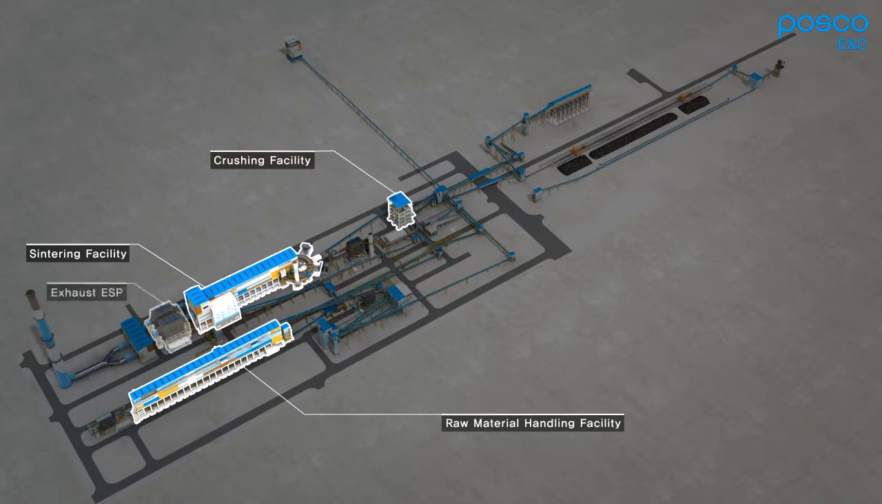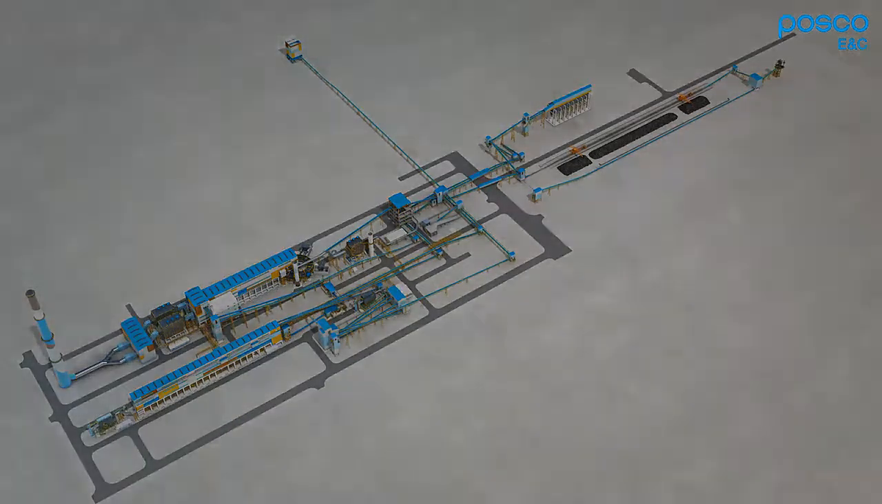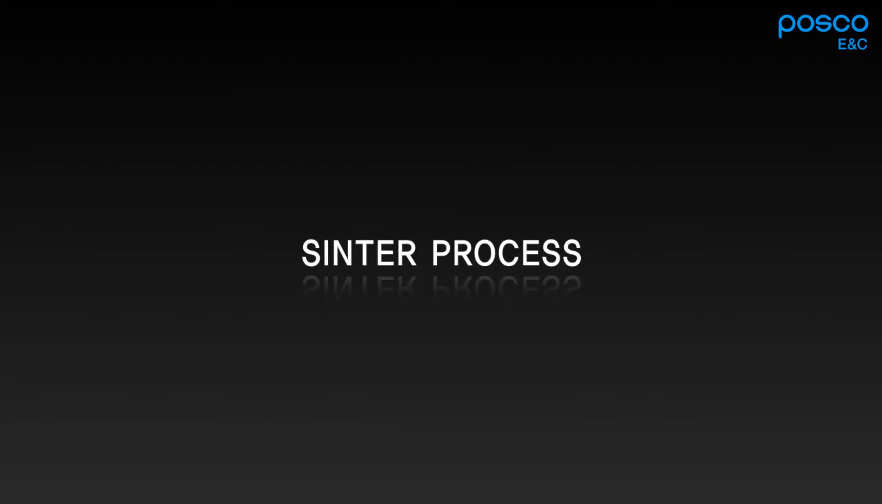Moreover, exhaust ESP collects the dust generated from the sintering process. Plant dedusting ESP collects the dust generated in the screening and crushing equipment, and coke bag filter collects dust generated in the fuel crushing equipment. And in some cases, additional bag filters may have to be installed to collect the dust generated in the fuel and material storage bins.